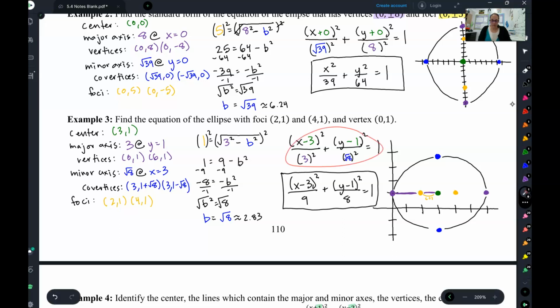Then I used all that information to plug it into my equation and come up with my final answer. So hopefully you feel pretty good about applications of ellipses. In the next problem, we're going to look at completing the square for ellipses.